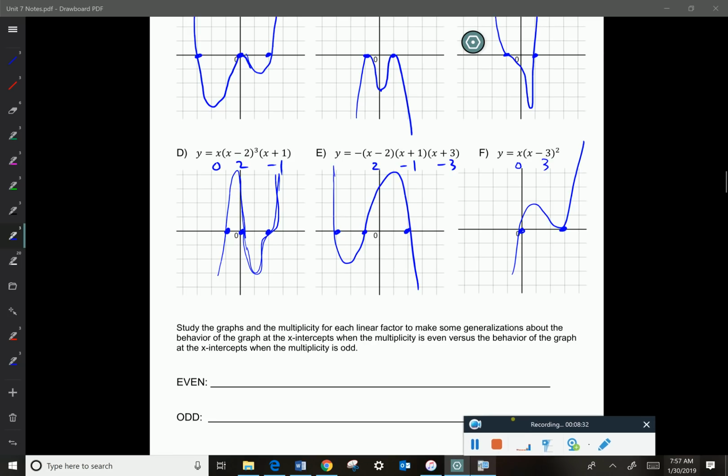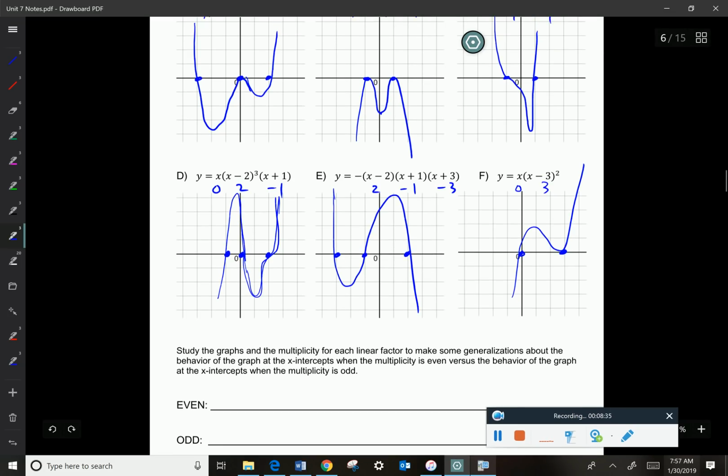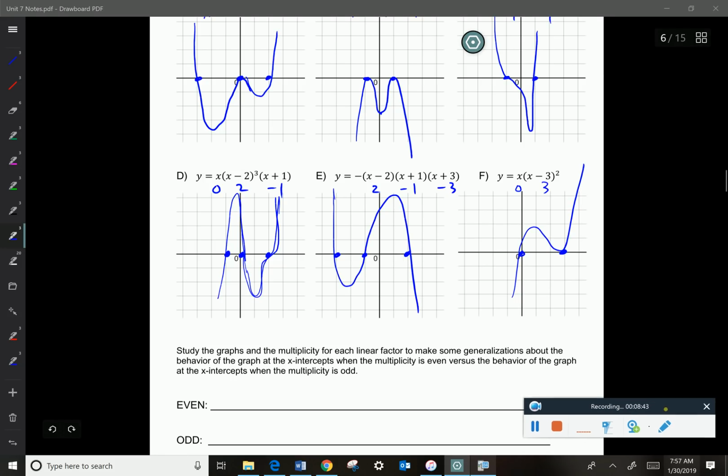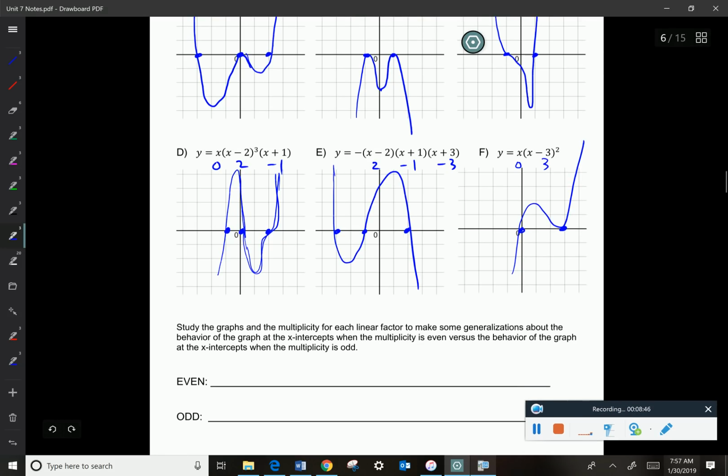Okay, hopefully you've graphed all of those on your calculator and you're comparing to what I have, and hopefully we're pretty close. And so now I want you to look and see what this says at the bottom. It says, study the graphs and the multiplicity of each linear factor. Remember, the multiplicity is the exponent on each individual parenthesis. And it says we're going to make some generalizations about the behavior of the graph at the x-intercepts. Okay, what's happening on the graph at the x-intercepts? And notice it says when the multiplicity is even versus when the multiplicity is odd.